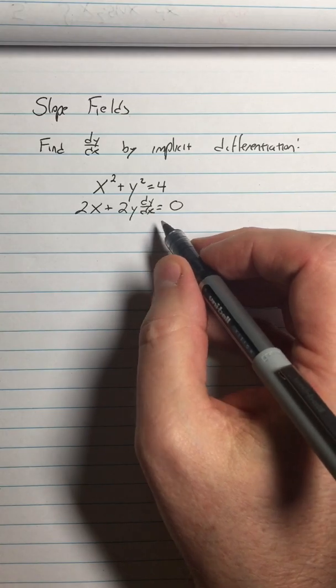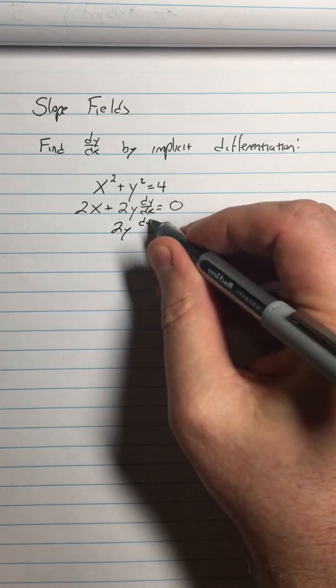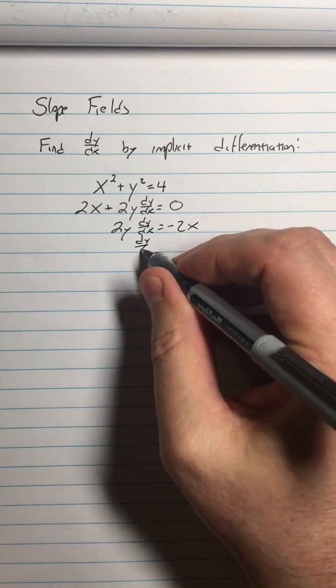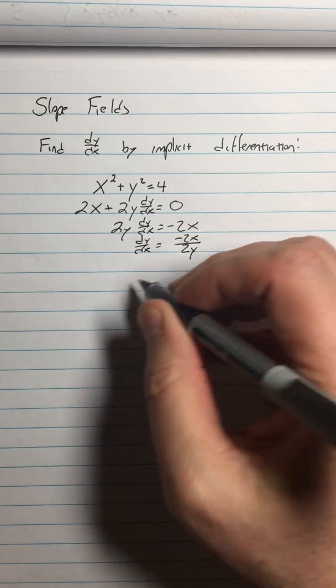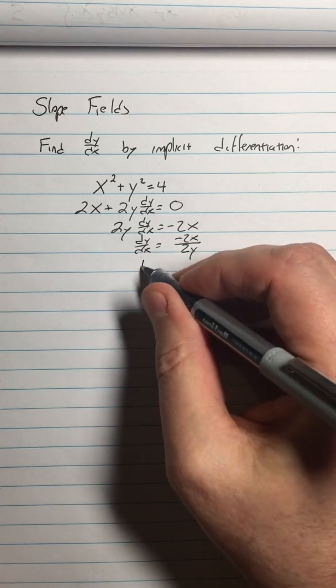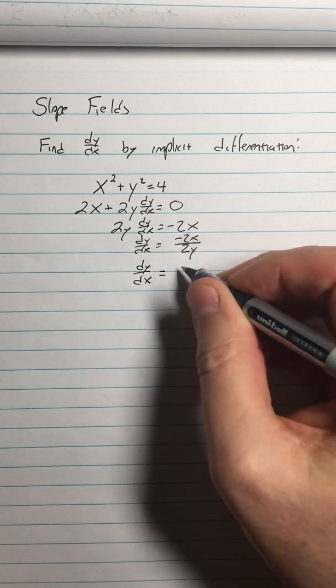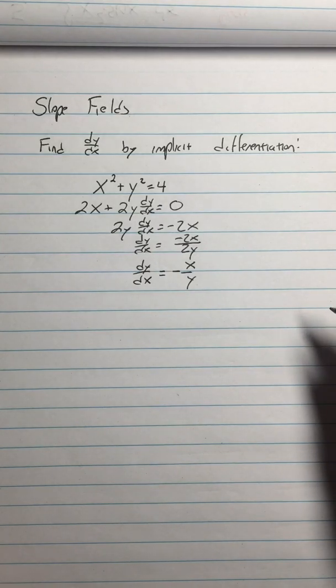And then we solve for dy dx by getting the dy dx terms on the left and everything else on the right. So 2y dy dx equals negative 2x. dy dx equals negative 2x over 2y. It's getting a little squinchy in there, I'll spread it out. Reduce the 2's and we get negative x over y. All right, so that's dy dx.